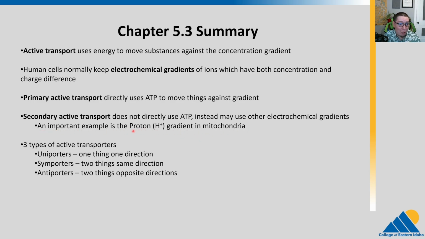This is an important example of this secondary active transport. We talked about 3 different types of transporters. Uniporters move things in one direction against the concentration gradient. Symporters move 2 things in the same direction, and antiporters move 2 things in the opposite directions. All right, that's it for active transport. In the next section, we will talk about moving really big stuff into and out of the cell.